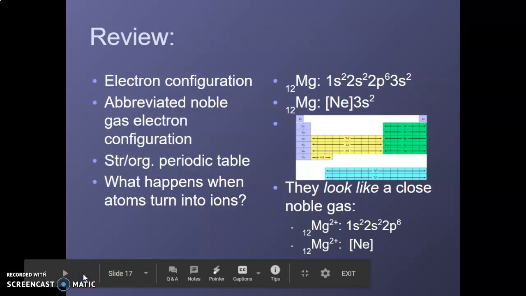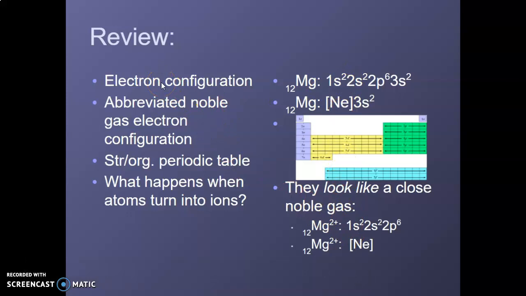All right, so let's review real quick. On the left-hand side, I've got the objectives, and on the right-hand side, I've got some examples. So we took a look at how to write things like electron configurations. For magnesium, for example, since magnesium in its neutral state has 12 electrons, its complete electron configuration would be 1s2, 2s2, 2p6, 3s2, because the sum of the exponents adds up to 12.